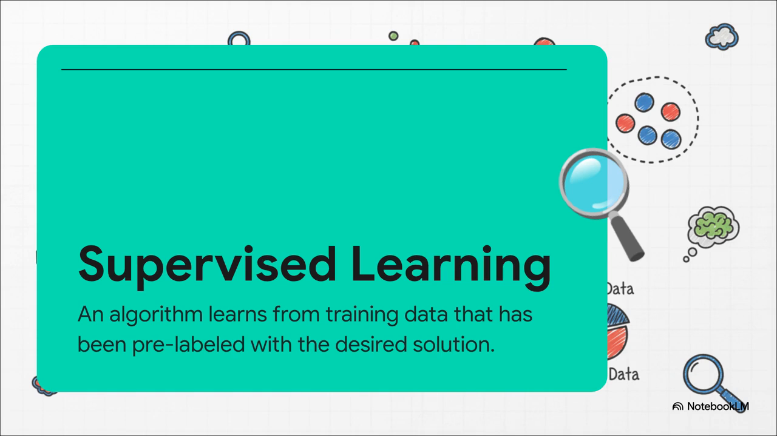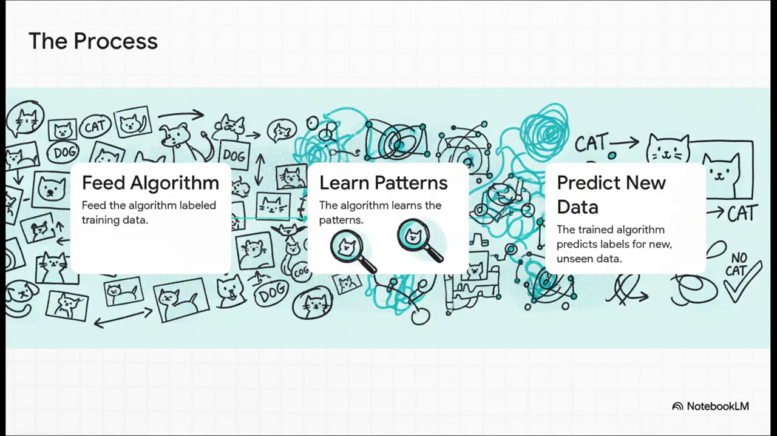So think of it like this. We show it thousands and thousands of pictures, and each one is already labeled cat or not a cat. The algorithm's only job? To work backward and figure out the visual rules that define what a cat is. The process itself is actually pretty straightforward.